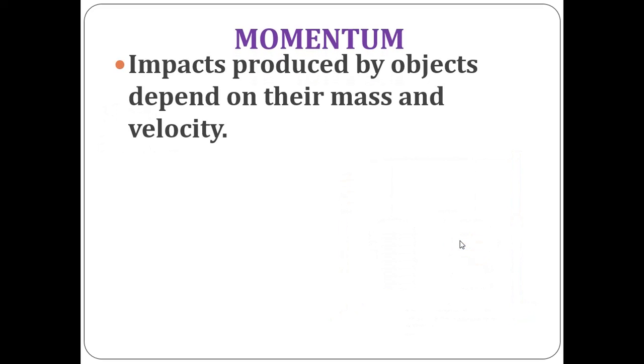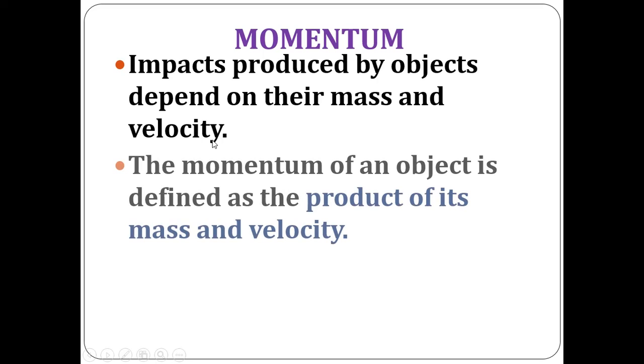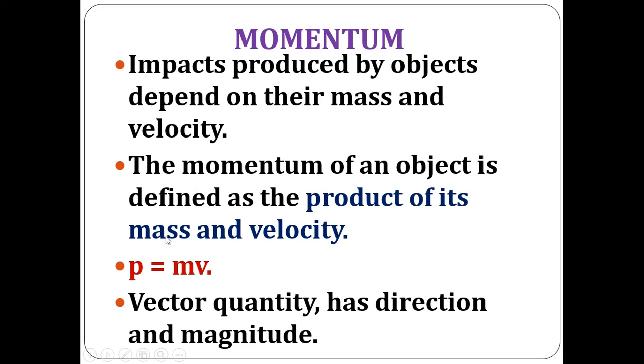Now, what is meant by momentum? Momentum depends on the mass and velocity of the body. The momentum of an object is defined as the product of its mass and velocity. We can denote the momentum by the letter P, and it is the product of mass and velocity. So P is equal to mv. And momentum is a vector quantity which has both direction and magnitude.